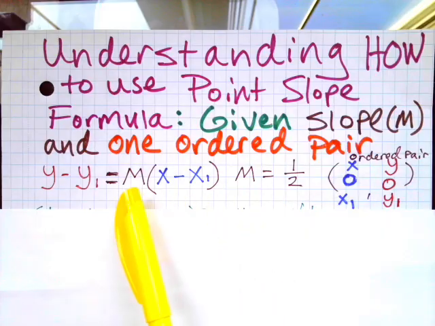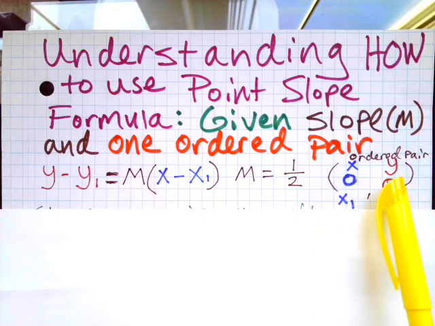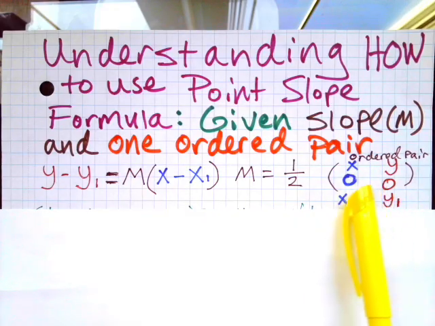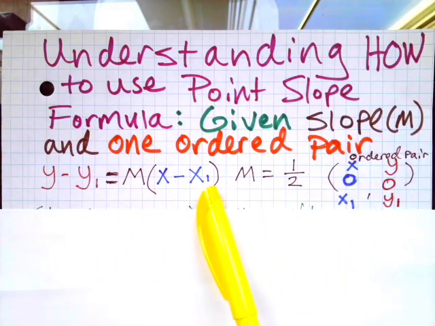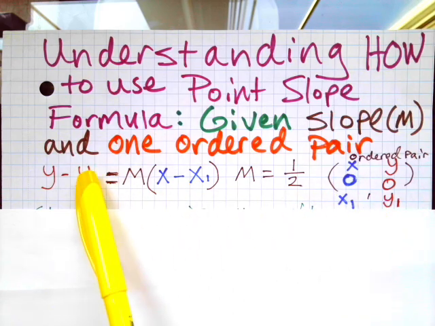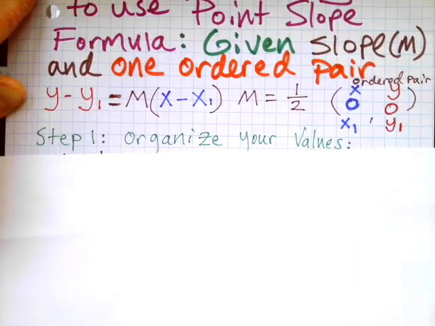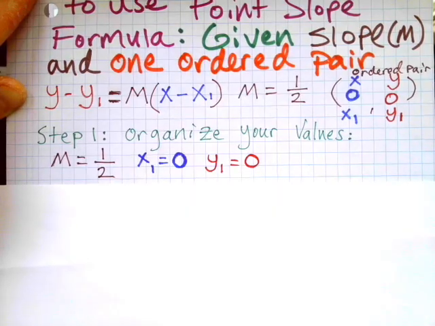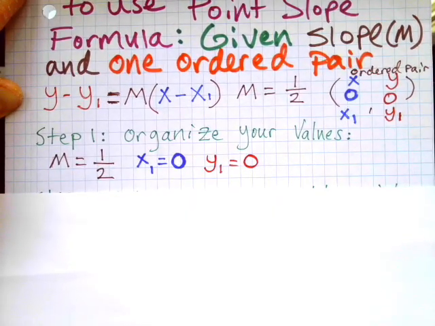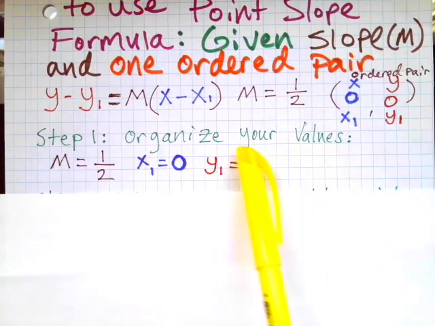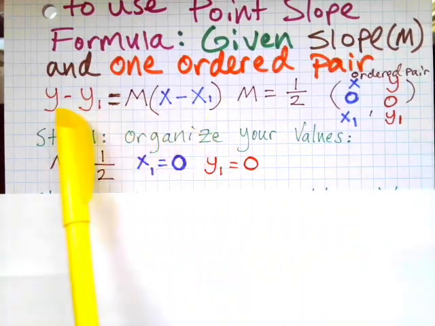The value of m is 1/2. I'm going to substitute 1/2 for m. I have an x1 value. I have a y1 value. I'm keeping these numbers very simple, very easy, so you only have to understand what to do in order to use this formula. Everywhere you see an x1, you're going to substitute a 0. Everywhere you see a y1, you're going to substitute a 0. And so the next steps moving forward are going to be to organize your values, your x1, your y1, and your slope values. Again, you're going to be substituting these values into the formula.